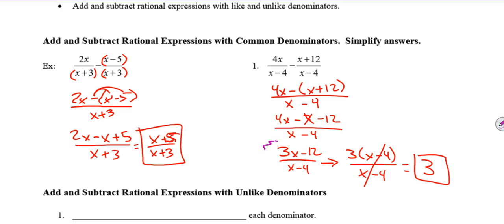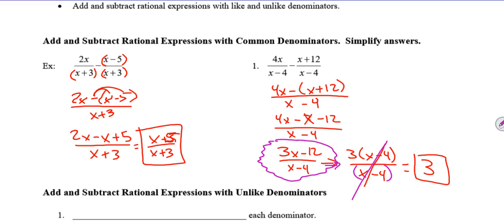If you got to this point right here, then you didn't simplify. If you got 3x minus 12 over x minus 4, you have to remember that once you combine your numerators, you have to look to see if the numerator will factor again. Since I can pull a 3 out of both, it factors to 3 times x minus 4. And since x minus 4 is a factor on the top and on the bottom, factors can be canceled out, which leaves me with just a 3.